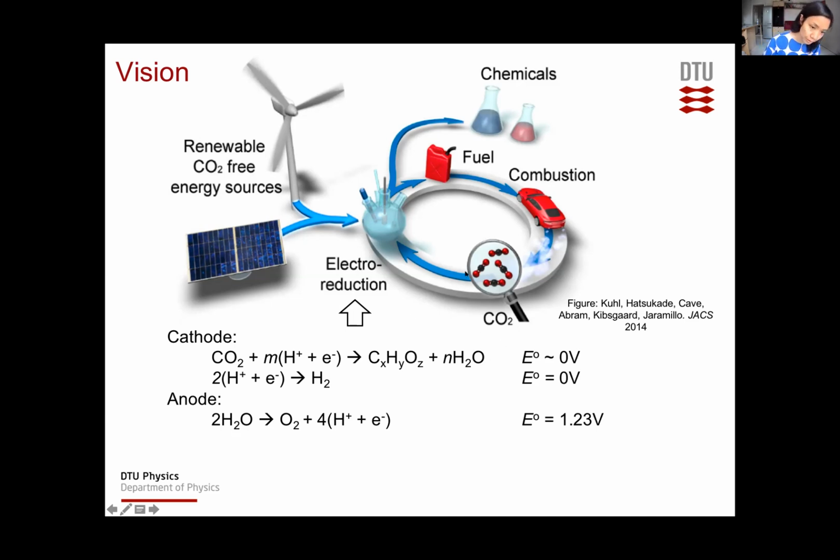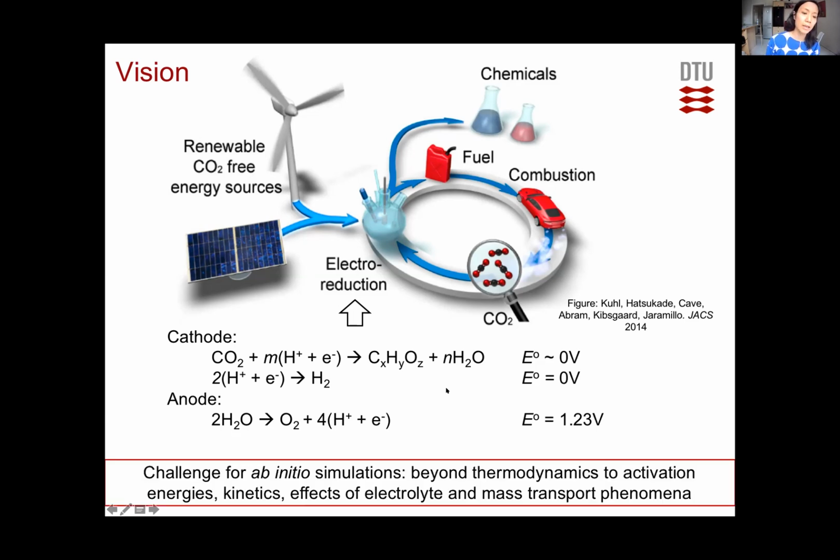These are the corresponding processes at the cathode and anode where we have CO2 reduction to various products in competition with hydrogen evolution. And from an ab initio perspective, one of the major challenges that we face is in going beyond reaction thermodynamics as given to us by a computational hydrogen electrode towards the determination of activation energies, the corresponding kinetics, and to begin to explore the impact of the electrolytes, of ions and mass transport phenomena, and how that affects the overall electrocatalytic activity and selectivity.